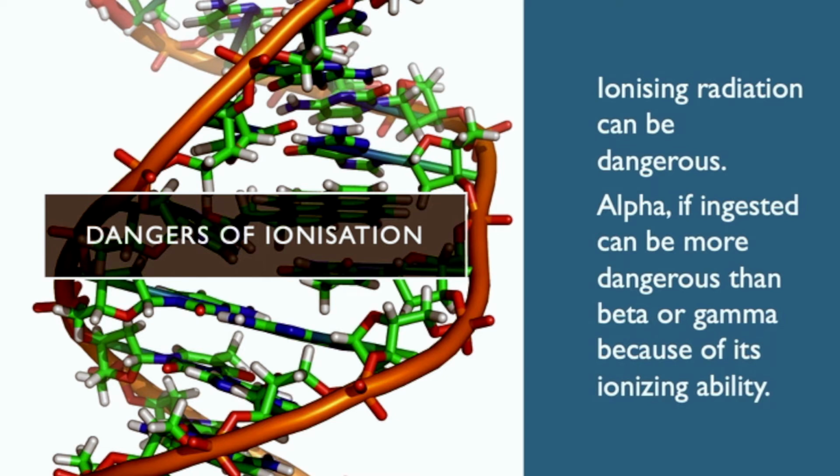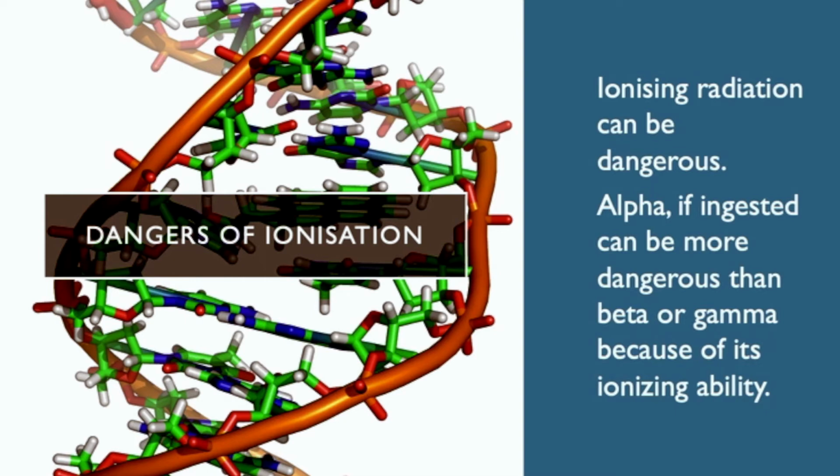So what are the dangers of ionisation then? Ionising radiation can be dangerous. Alpha, if ingested, can be more dangerous than beta or gamma because of its ionising ability. Because alpha is stopped by a piece of paper, it's also stopped by the skin on your hand. So actually it's not particularly dangerous normally, because alpha would just be stopped by the skin on your hand. It won't actually get into your body.